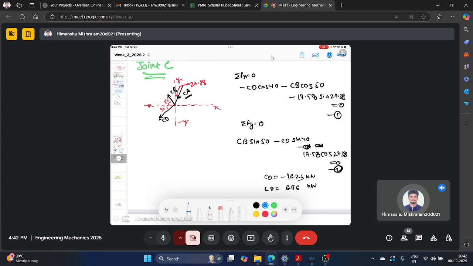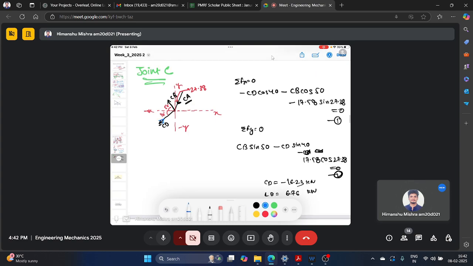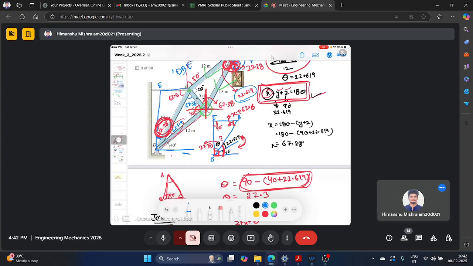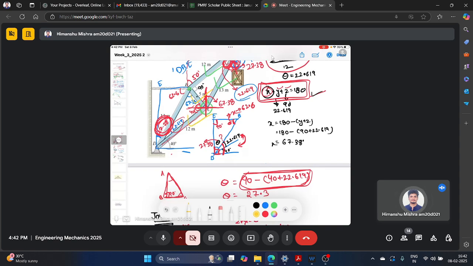So for CD we need to correct the force, so it is towards the joint. So this is compressive, and you can see CB is away from the joint, so it is tensile force. So we found force here and this member also. Then we can consider joint B, because we have only one member left, which is this.